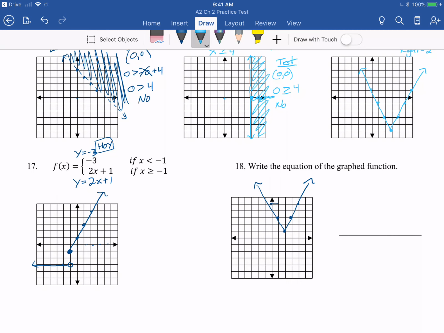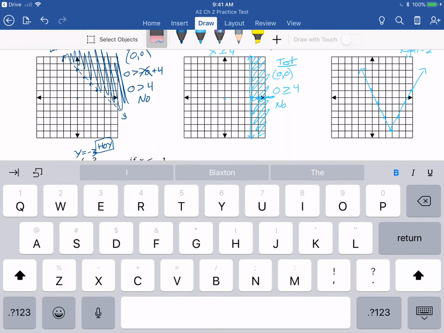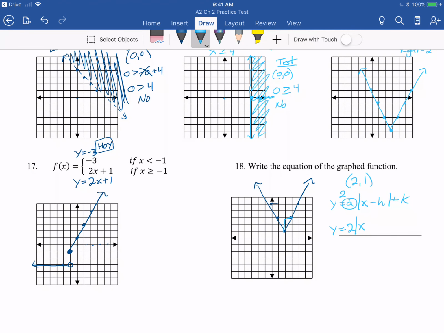So again, here my equation for number 18 is this absolute value function. Remember, I have y equals a absolute value of x minus h plus k. So I got to find my vertex. My vertex is at 2, 1. All right. So now my a, if I look at this, is 2 because I walk up 2 over 1. So now I fill this guy in. I get y equals 2, x minus 2, not my h. I'm going to actually fill this guy in. X minus 2 plus 1.